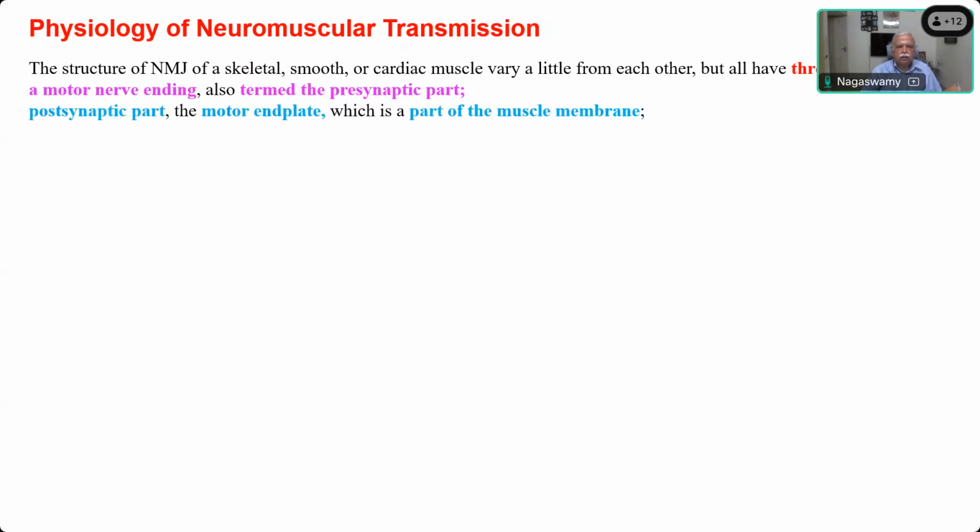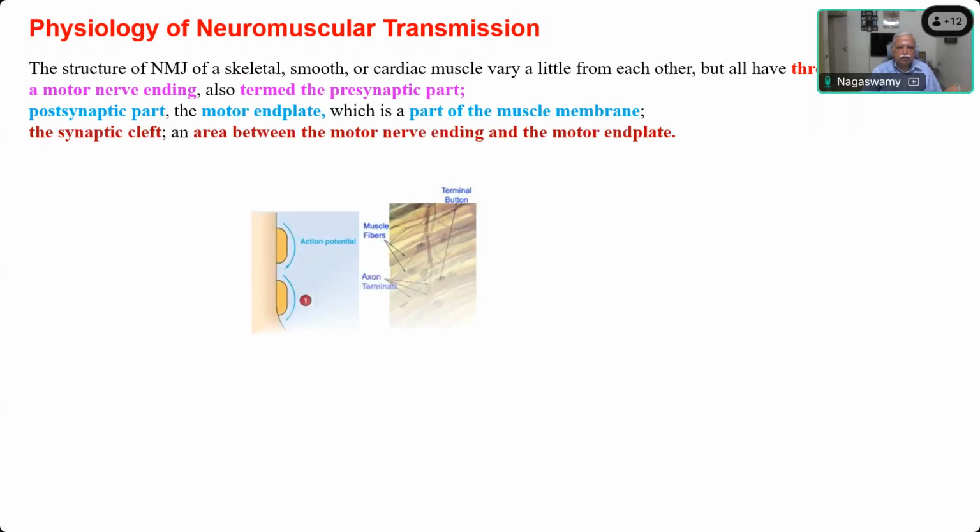So the first part of the question is the physiology of neuromuscular transmission. It is the same for all skeletal, smooth, and cardiac muscles, more or less the same pattern. There are three components in that: the presynaptic motor nerve ending, the postsynaptic muscle plate or end plate, and the cleft in between. These three components make the neuromuscular junction.